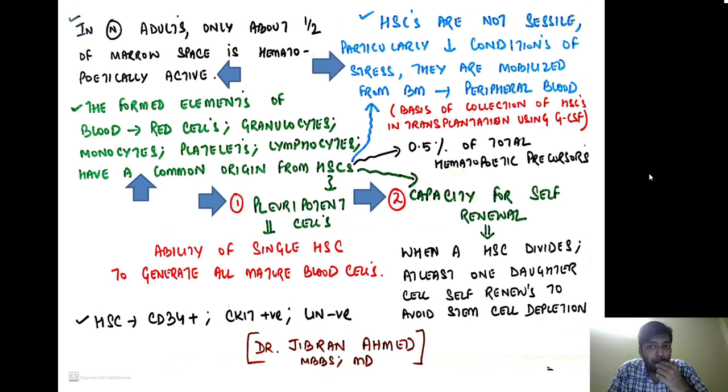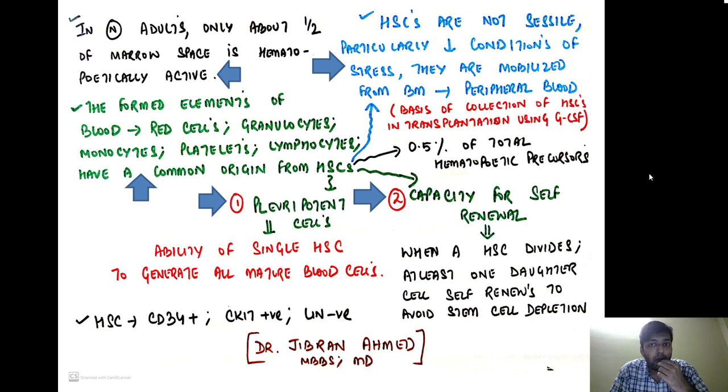Now remember, hematopoietic stem cells are not sessile, meaning they are not quiescent, they are not just resting, particularly under conditions of stress. For example, when there is a lot of bleeding or a lot of hemolysis, in those situations the hematopoietic stem cells are mobilized from the bone marrow and enter the peripheral blood. And this property forms the basis of bone marrow transplantation in today's age.